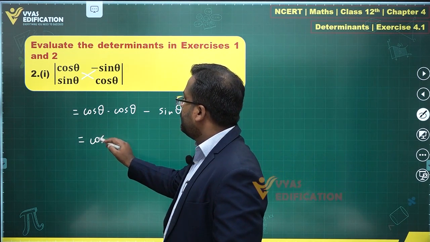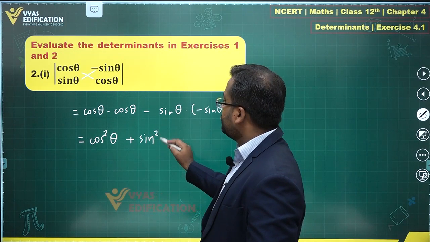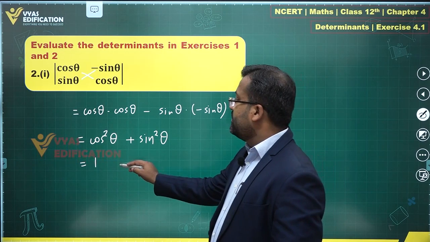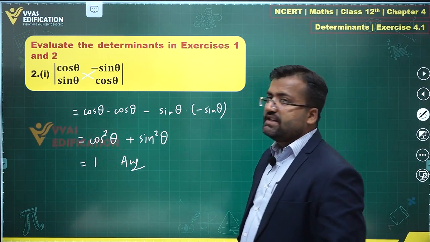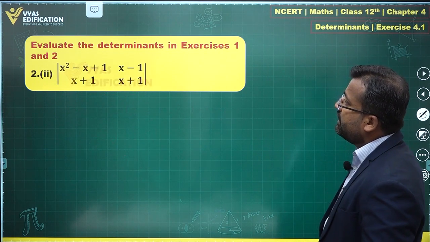This becomes cos square theta and this becomes plus sin square theta. The value of cos square theta plus sin square theta, as we all know, is 1, and yes, that is my answer for this question. Simple, yes. Let's move on to the next one.